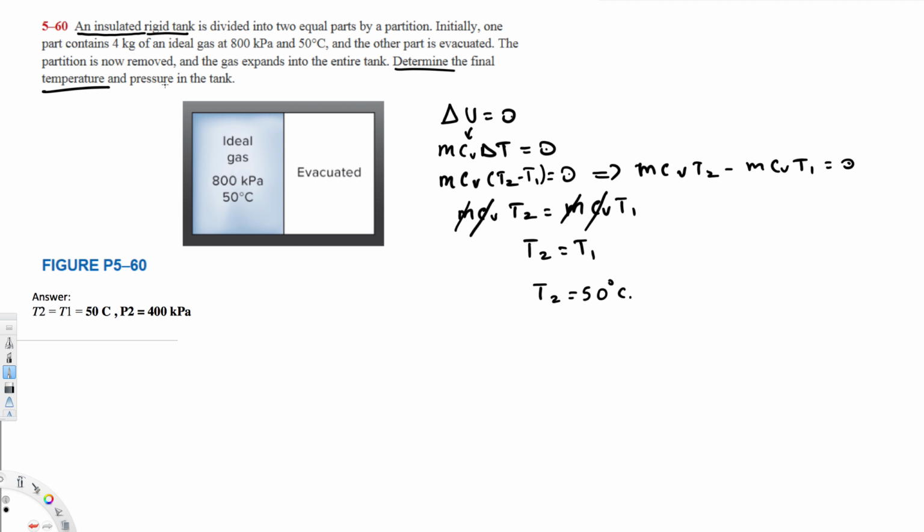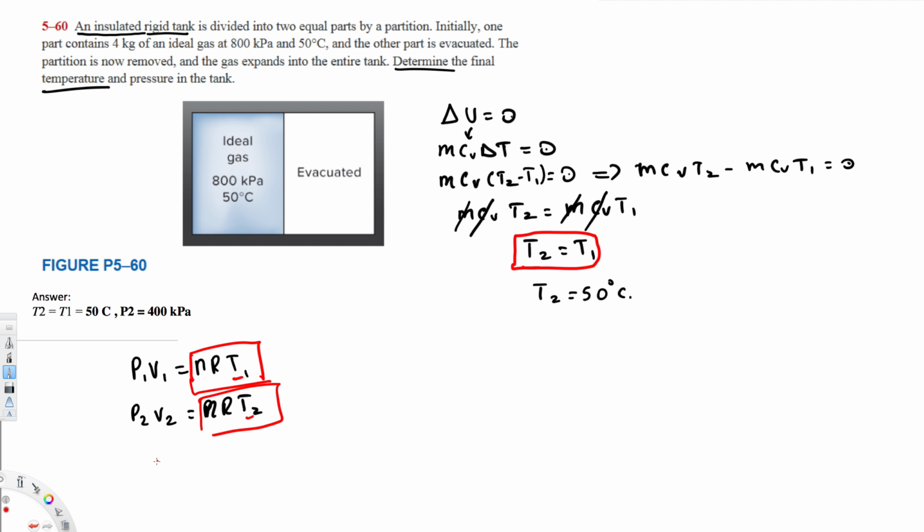And let's see how we can find the pressure. Here we are going to use the ideal gas law. Let's look at the initial condition: P1 V1 is equal to nR T1, and P2 V2 is equal to nR T2. And we know that temperature is equal in both of them because we proved that already, right? T2 and T1 are equal, so n and R are the same. Since n and R are the same, this is equal to this one, so we can equate both of them: P1 V1 is equal to P2 V2.